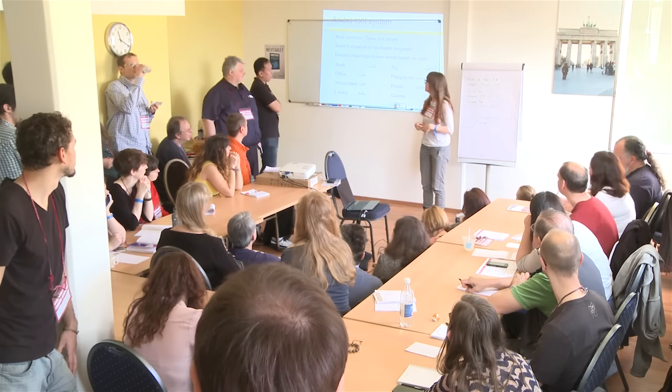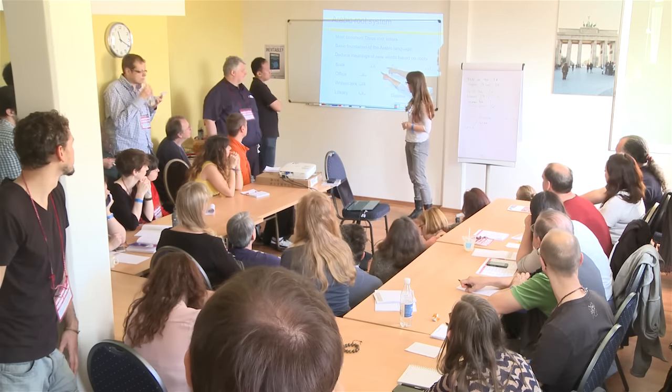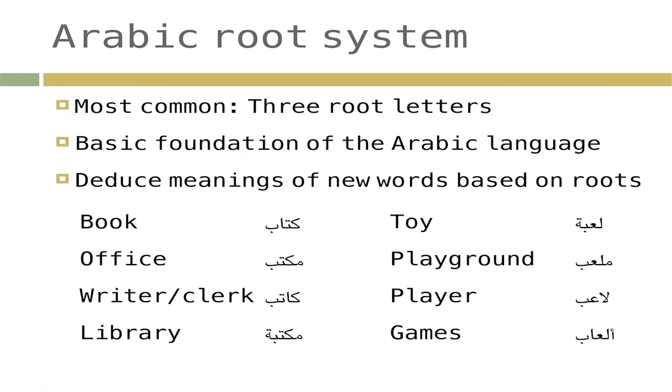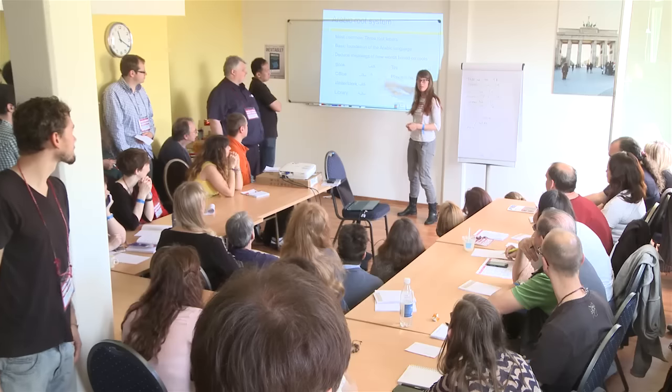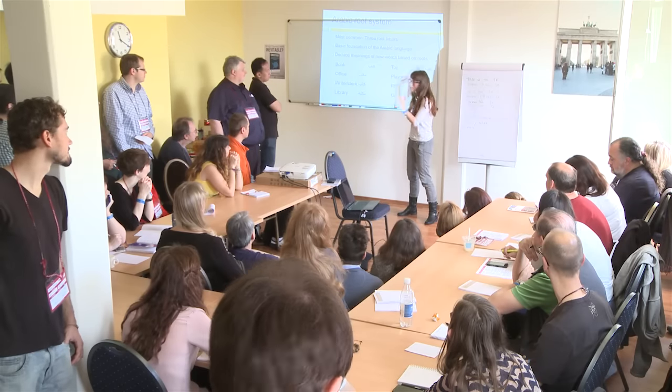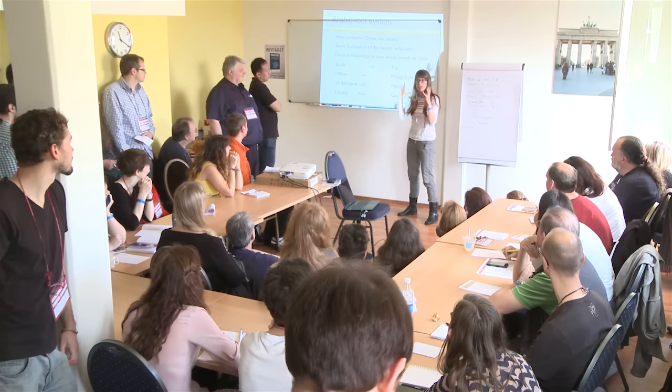We'll do the examples first. So kitab, you see, ka-ta-ba, ka-ta-ba, ka-ta-ba. But the English translation looks completely different: office, writer, library. But in Arabic, all of these words have something to do with book or writing or this general concept.